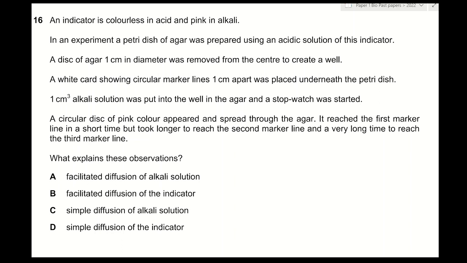Question number 16, an indicator is colorless in acid and pink in alkali. So pink in alkali and colorless in acid. In an experiment, a petri dish of agar was prepared using an acidic solution of this indicator. So it started off as colorless. A disc of agar 1 centimeter in diameter was removed from the center to create a well. A white card showing circular marker lines 1 centimeter apart was placed underneath the petri dish. 1 centimeter cubed of alkali solution was put into the well in the agar and a stopwatch was started. Therefore, it would turn from colorless now to pink.